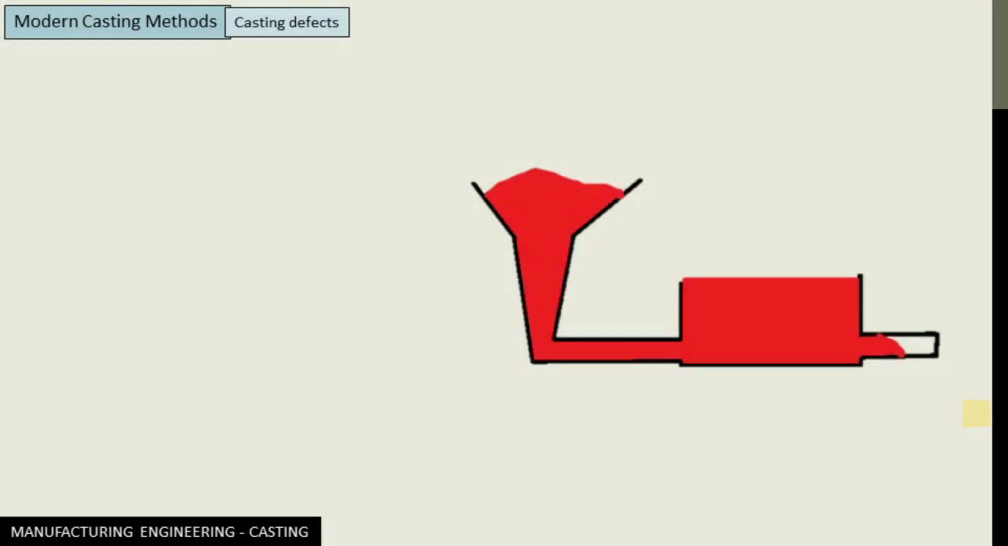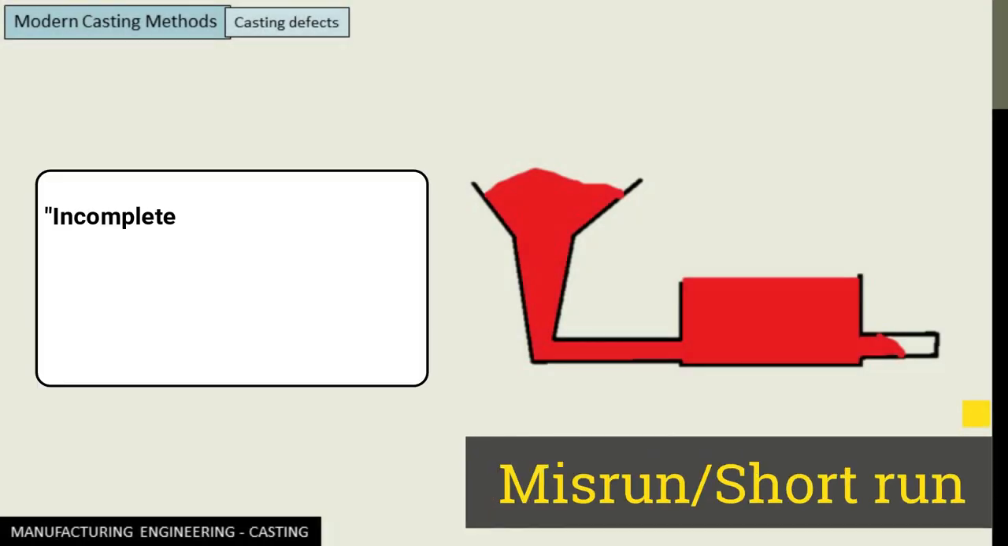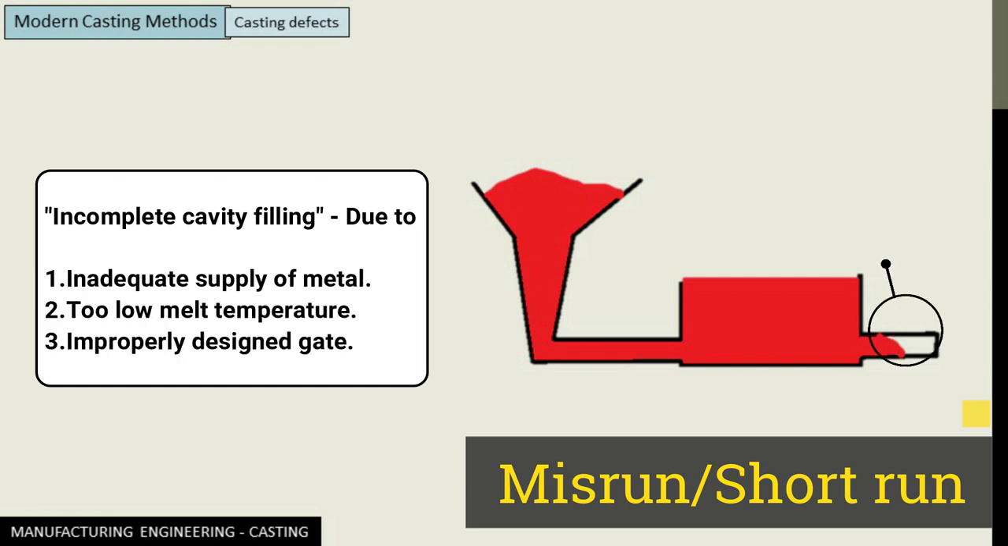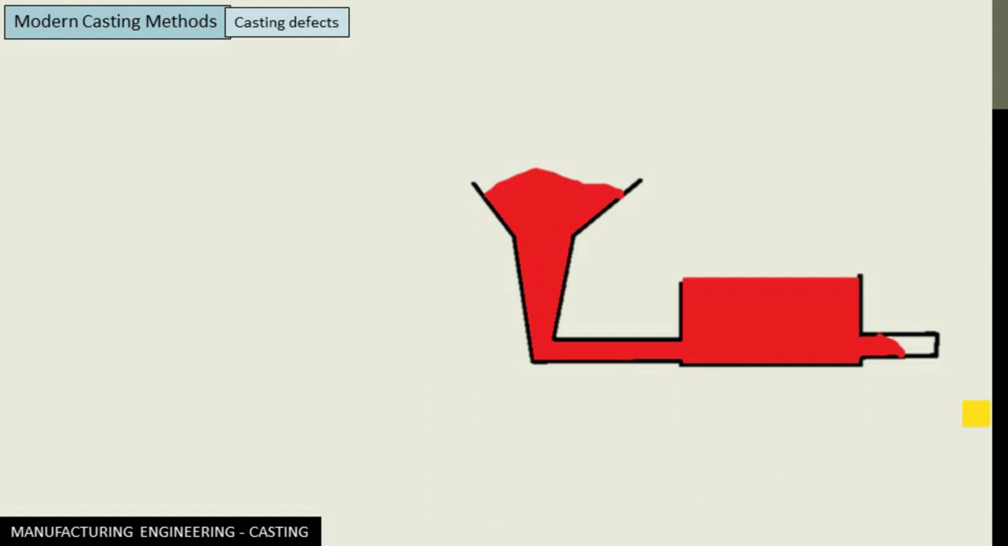Next we have misrun or short run. This kind of defect is what we call an incomplete cavity filling. The reason can be inadequate metal supply, too low mold or melt temperature, and improper design of the gates.